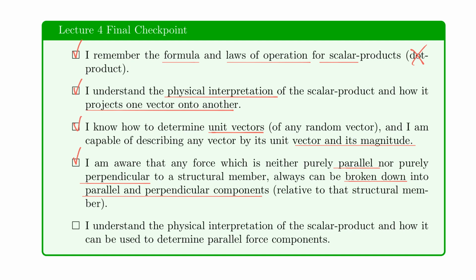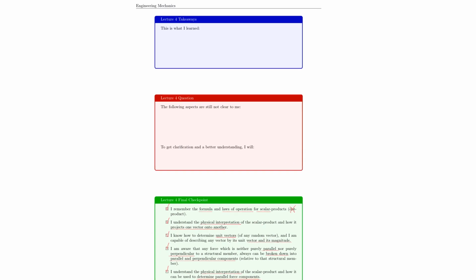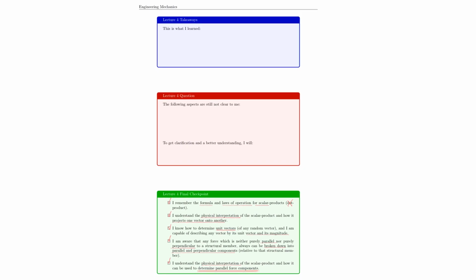So in other words, you understand the physical interpretation now of the scalar product, and you can use it to determine the parallel force components. That's really what we're doing here, the parallel force components. That is a problem that you will see on your exam, no question asked. So please make sure that you truly can check this off. And with that said, I believe we completed our last page of the lecture script, and we can move on to our homework problems.